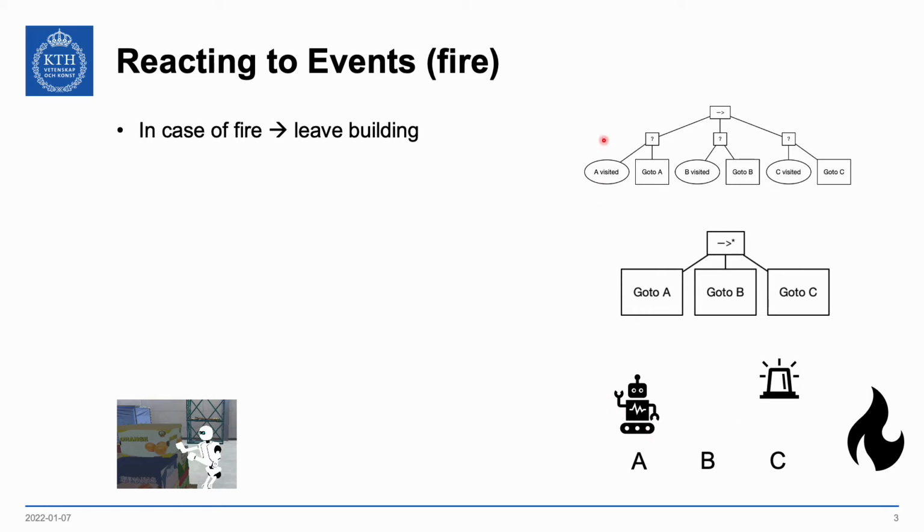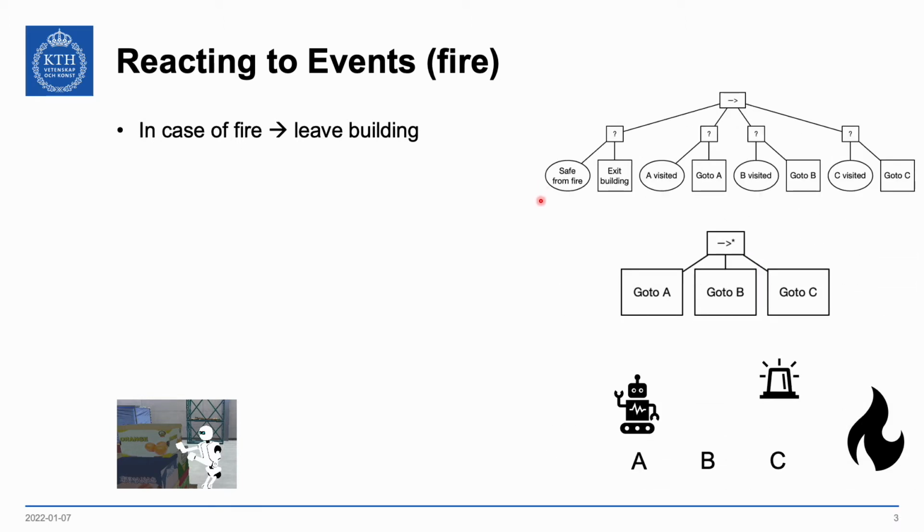And the fix up here is fairly straightforward. You just add to the left a check of the fire alarm and evacuate the building if the fire alarm is indeed on. So if we're safe from fire, we go on to visit the points. If we're not safe from fire, we exit the building. Fixing this tree is not as straightforward.